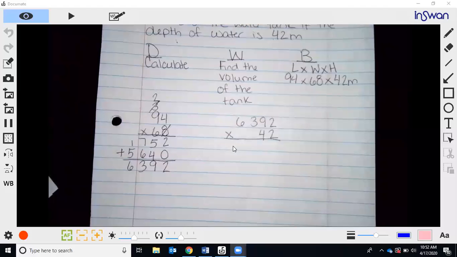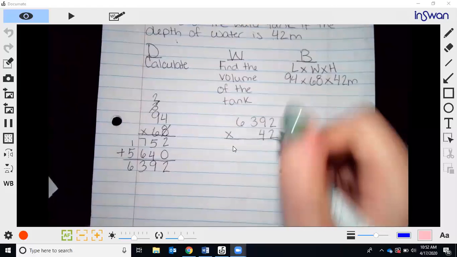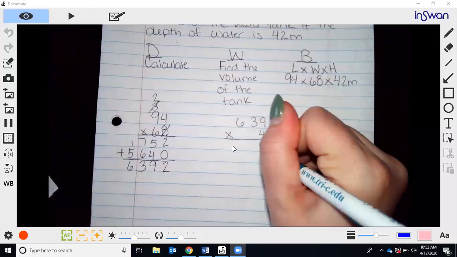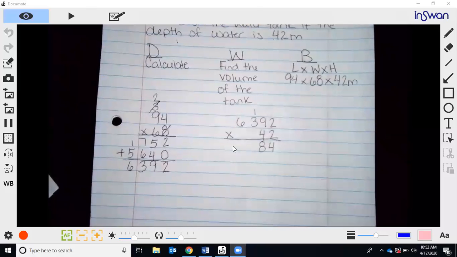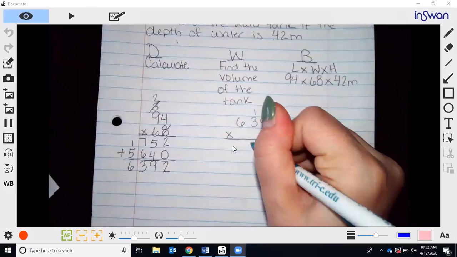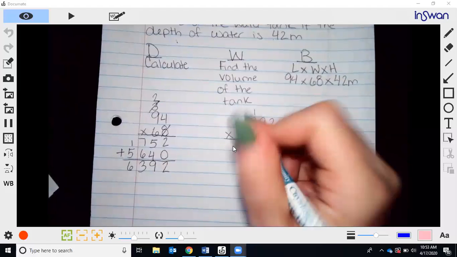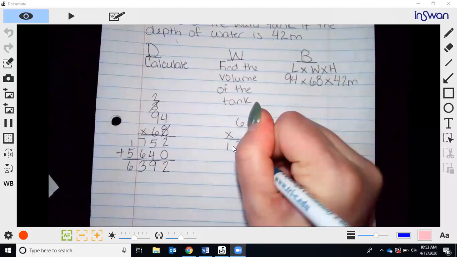2 times 2 is 4. 2 times 9, 18. I carry my 1 above the 3. 2 times 3 is 6. Plus 1 is 7. And 2 times 6 is 12. I'm done with my ones column, and I'm going to add my ghost 0.